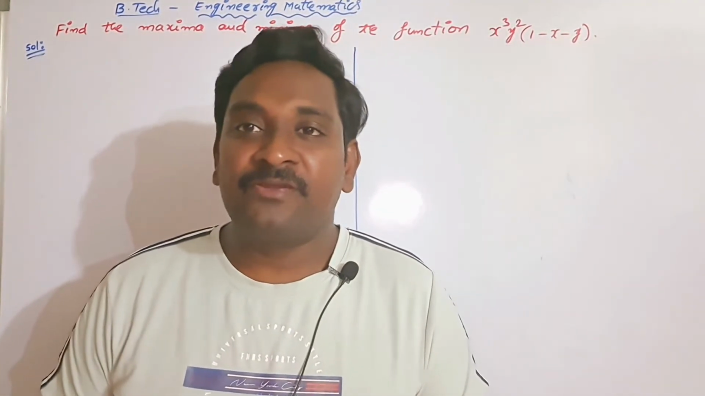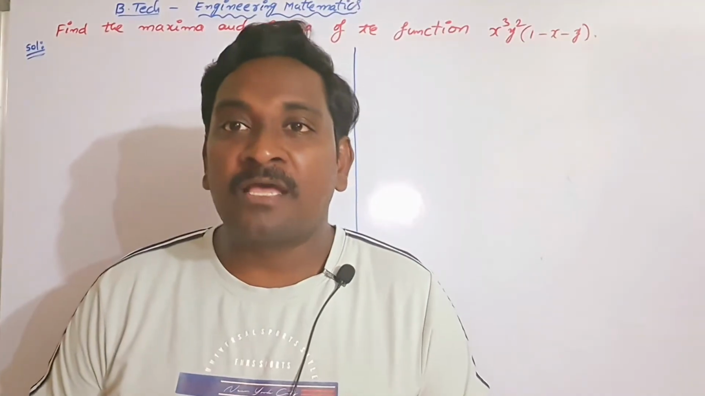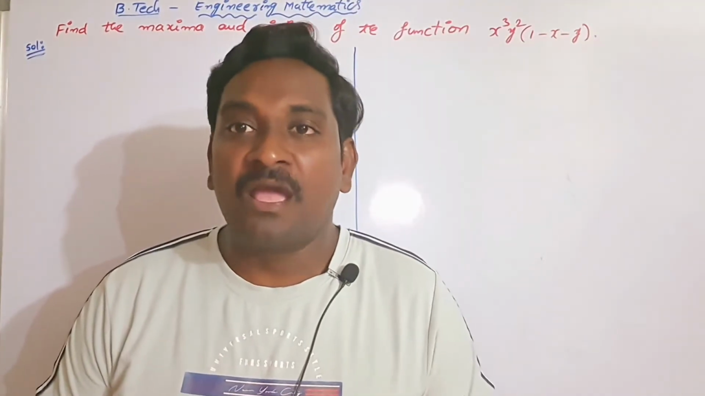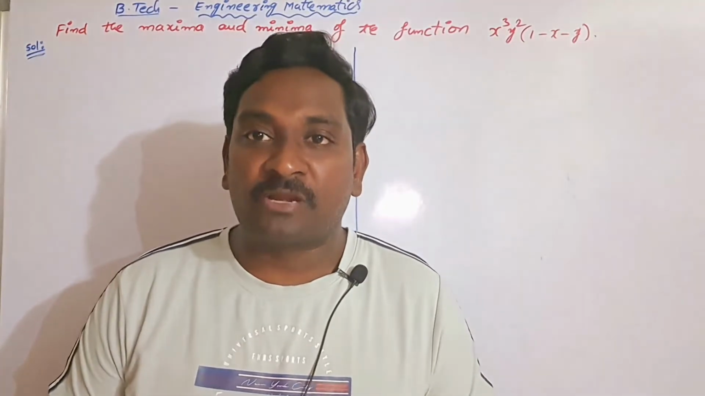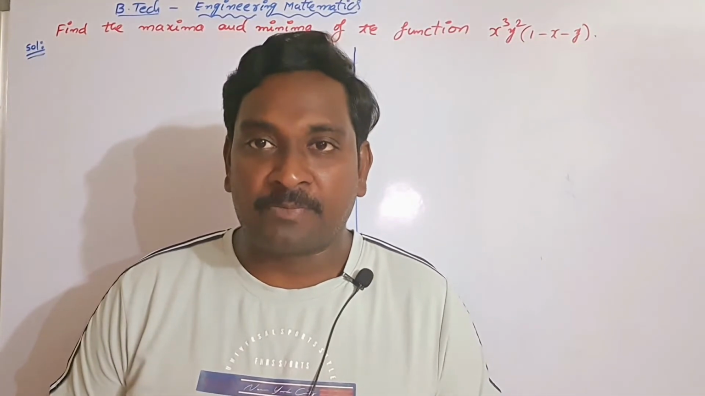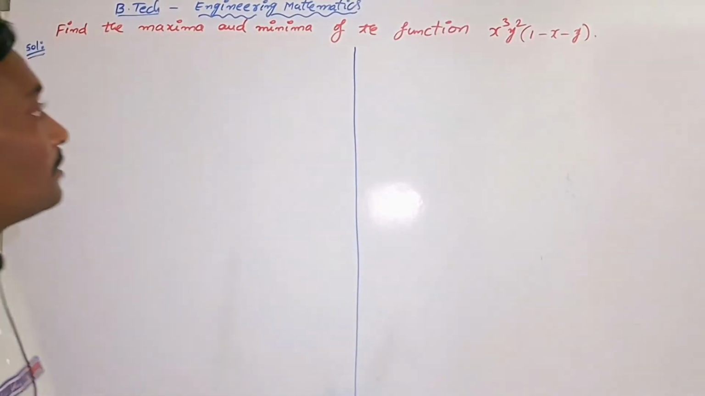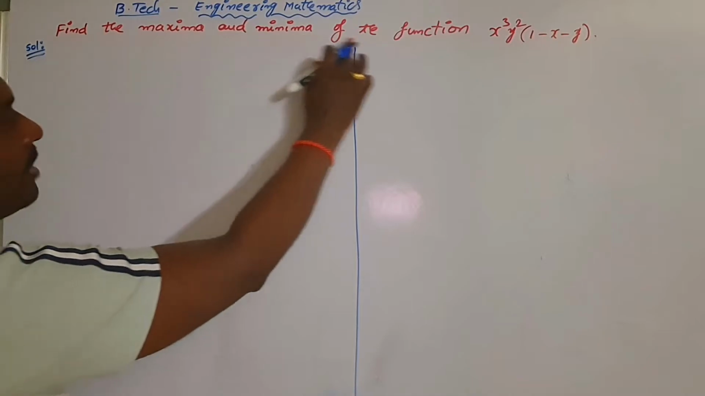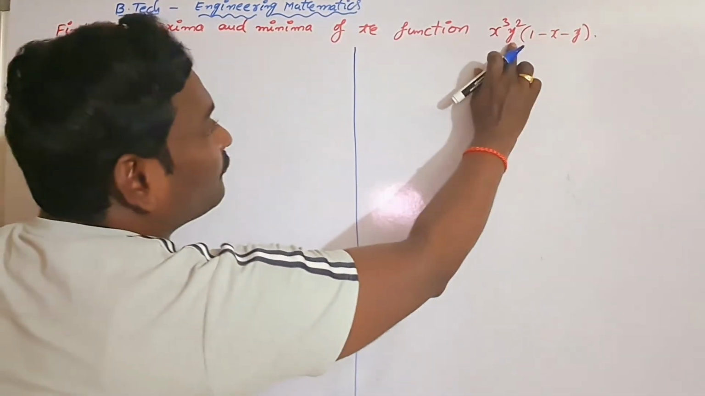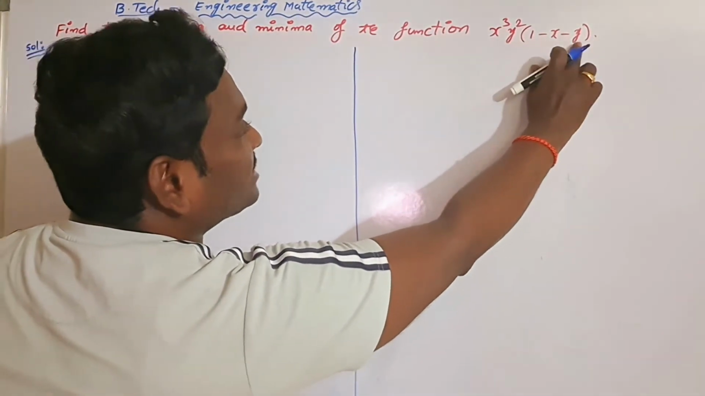In earlier videos, we have discussed the problems on maxima and minima of a function with two variables. In this video, I will explain one more example on maxima and minima. See the statement of the given problem. Find the maxima and minima of the function x³y²(1 - x - y).